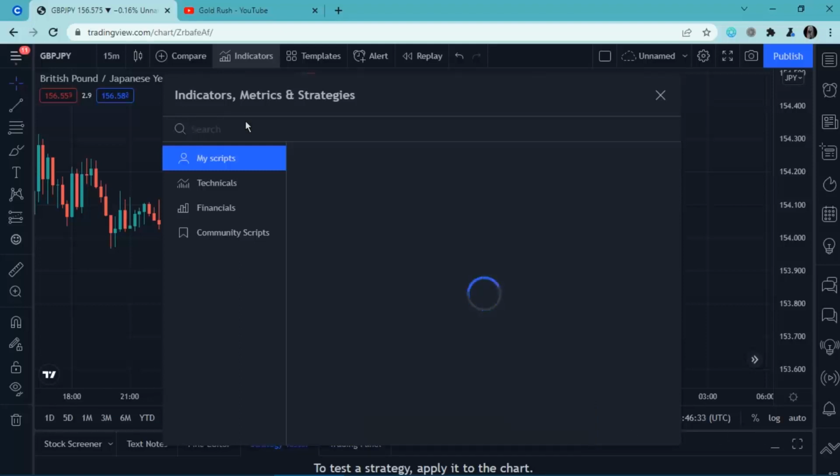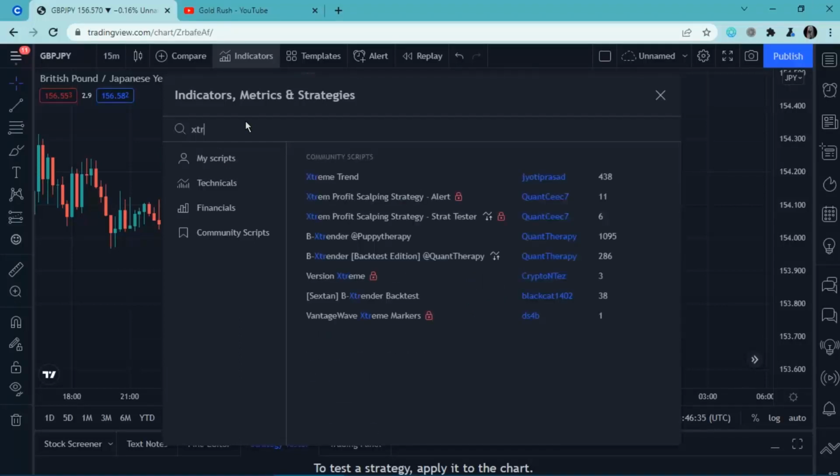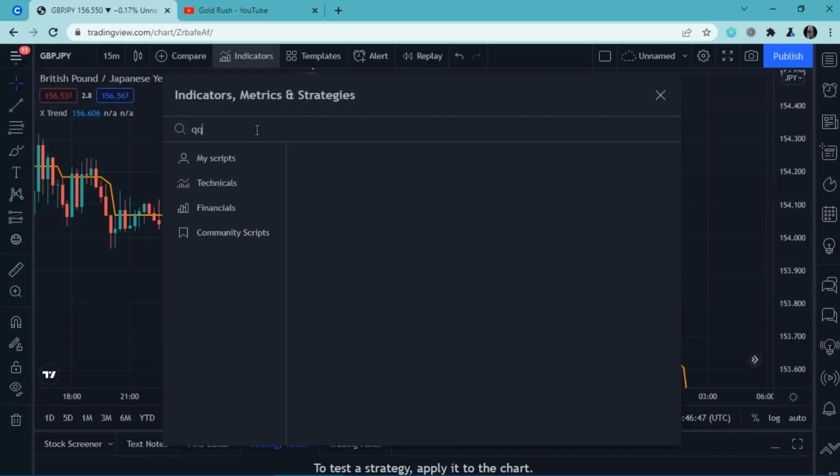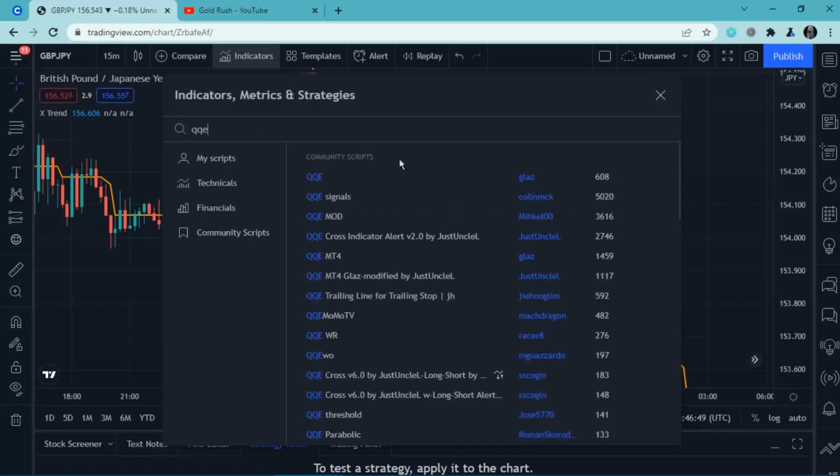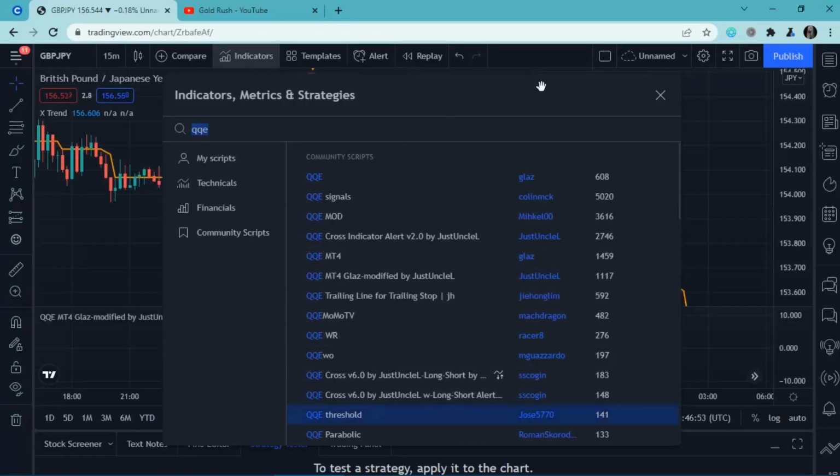So basically guys, all you have to do in order to get these indicators on your chart is go over to indicators. So we just search for X trend. First of all, it's called Extreme Trend. This is it right here. You just hit it. Then the second one we'll go for is the QQE threshold. That is the name. QQE threshold by Jose.